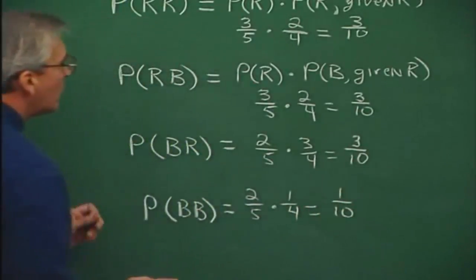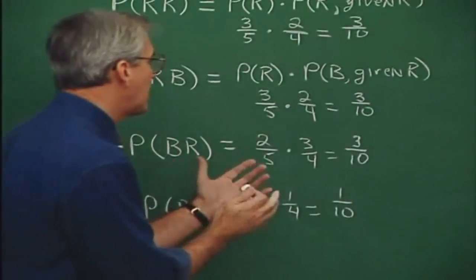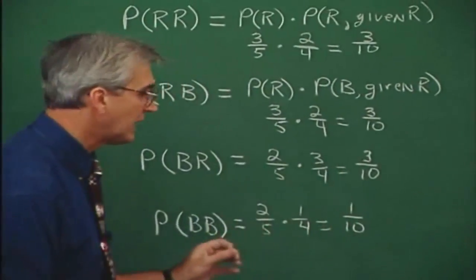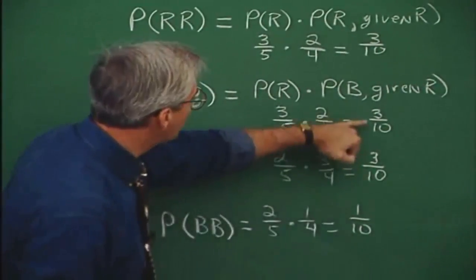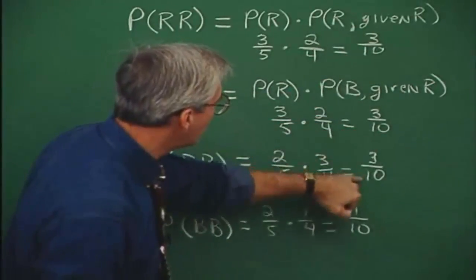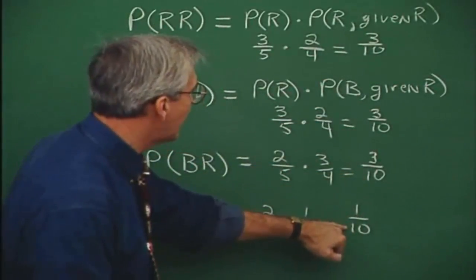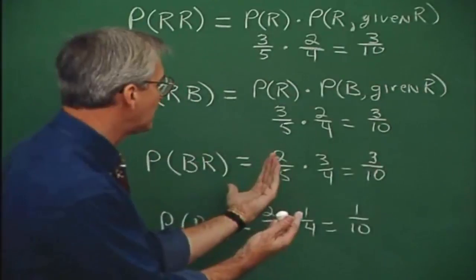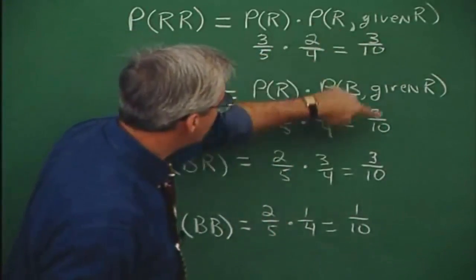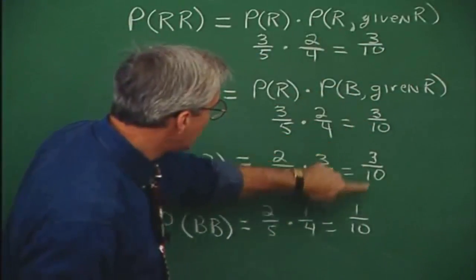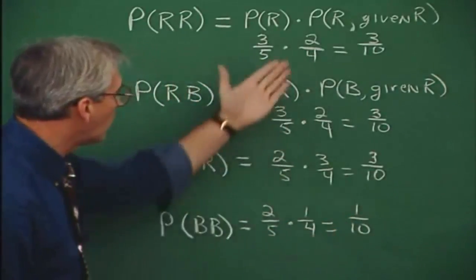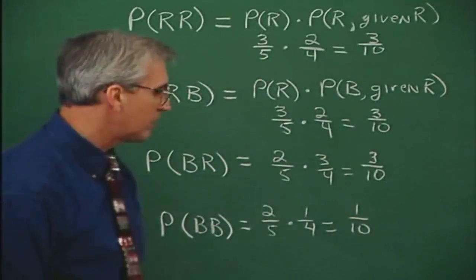It is interesting to notice, and maybe to verify the validity of these in a fashion, that these probabilities add to 1. And they have to do that. These are all of the possibilities involved in the situation. 3/10, 3/10, 3/10, that's 9/10, and 1/10, that's 10/10, or 1 for the sum of the probabilities.